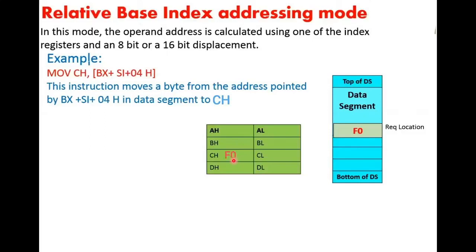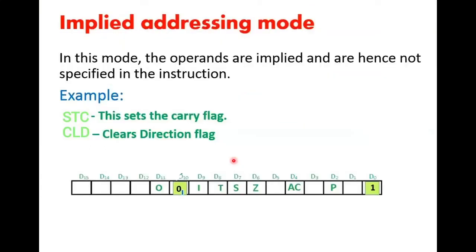base index addressing mode. So the last one, implied addressing mode, or we can say implicit addressing mode, both are same. Implied addressing mode means separate operands will not be there in this kind of addressing mode. Directly they will give, this is implied. So STC or CLC. STC sets the carry flag to 1. If I give STC, it sets the carry flag. If the carry flag is set, it will show 1, right?